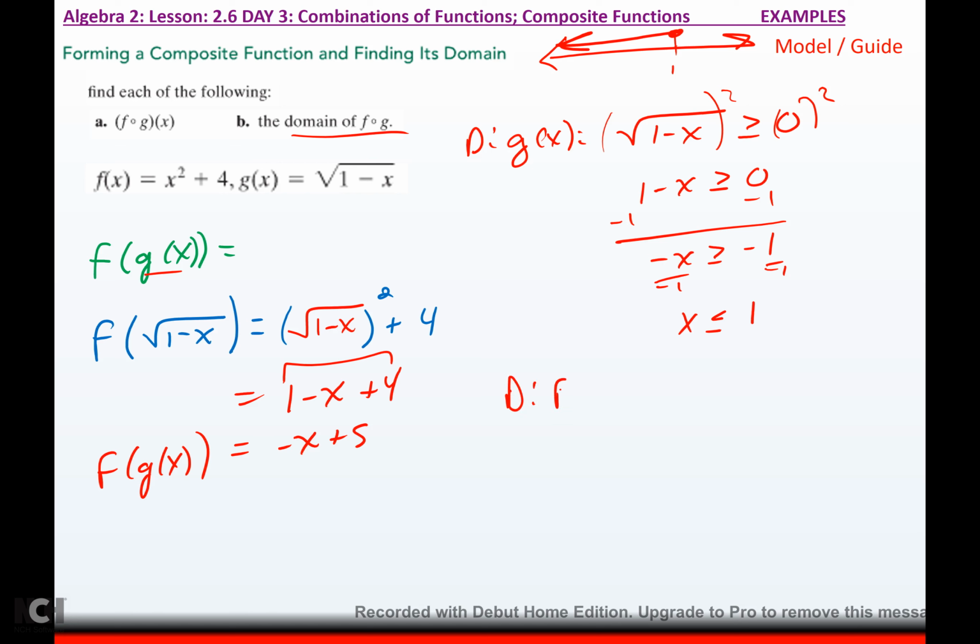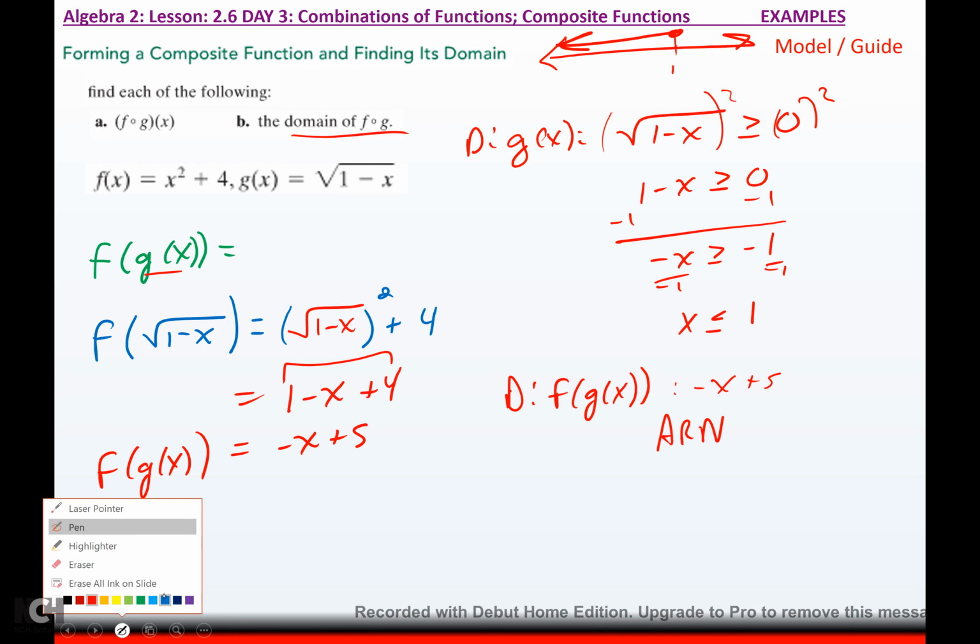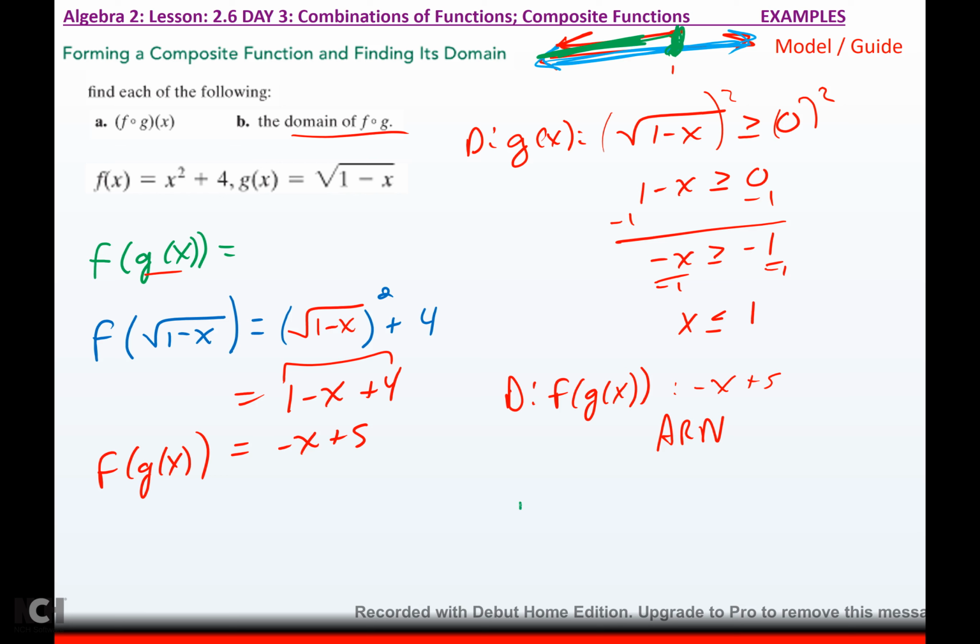My domain of the composition is negative x plus 5. There's no drama there. There's no radicals. There's no denominators. So the domain of this is all real numbers. Okay, so that would color everything for the composition. Now, your domain of the actual composition is where these overlap. So, where they overlap is at this point and everything below. So, my domain of the whole function goes from negative infinity to 1. And it includes the 1, so I need a square bracket.